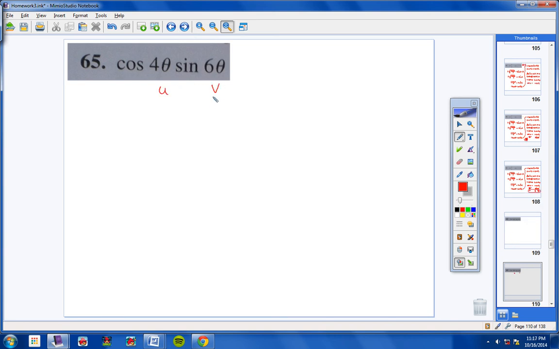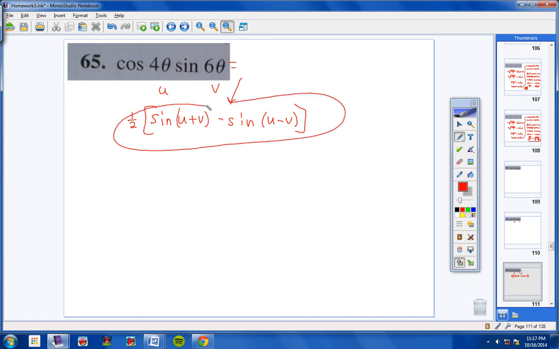Now secondly, we're going to realize that when you have cosine times sine, it equals this right here. You'll see this whole expression on your trig identity sheets. So where all my U's are here, I'm going to put 4 theta. Where my V's are, I'm going to put 6 theta.